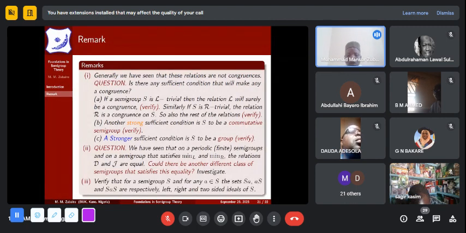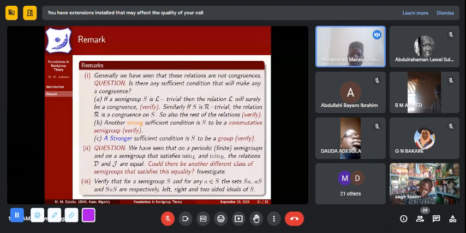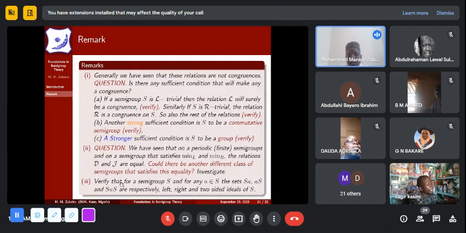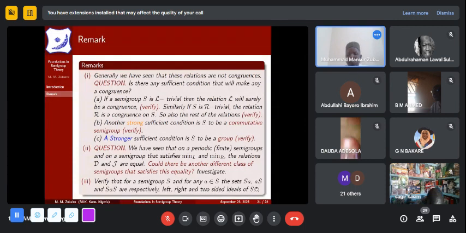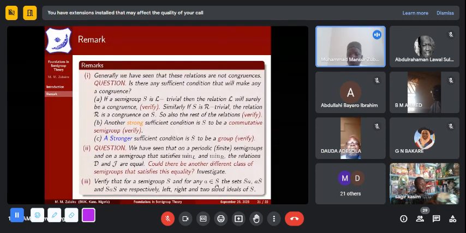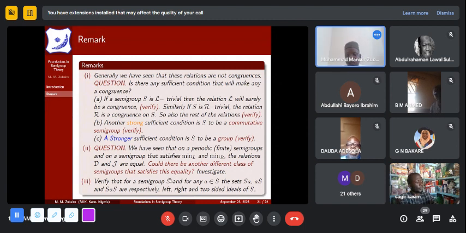Now, again, one could try to verify that for a semigroup S and for any A in S, the sets SA, AS, and SAS are respectively left, right, and two-sided ideals of S. You can try to investigate that. And here in the semigroup, you can allow one to be in the semigroup, let it be a monoid.